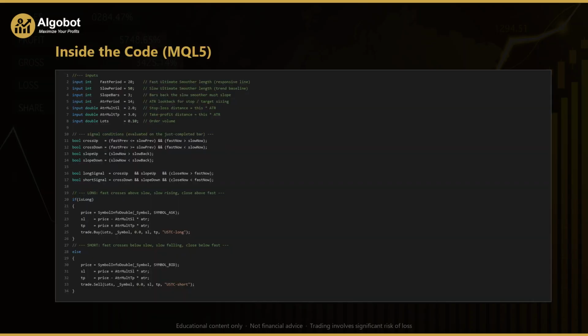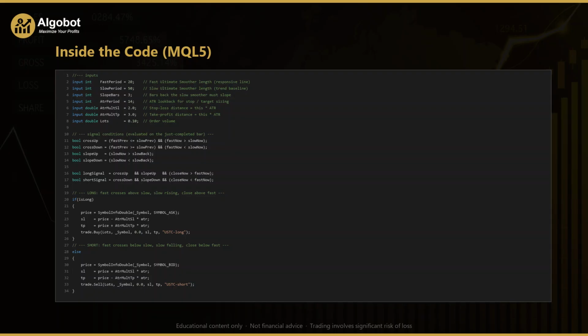Here's the core of the MetaQuotes language code, the same file the expert advisor actually runs. At the top are the inputs you can adjust in the strategy's settings. FastPeriod and SlowPeriod set the lengths of the two ultimate smoothers, 20 and 50 by default. SlopeBars, defaulting to 3, is how many bars back the slow line is checked to confirm it is sloping the right way. ATR period sets the volatility look back, and ATR multiple SL and ATR multiple TP turn that volatility into stop-loss and take-profit distances. Lots is the order size.